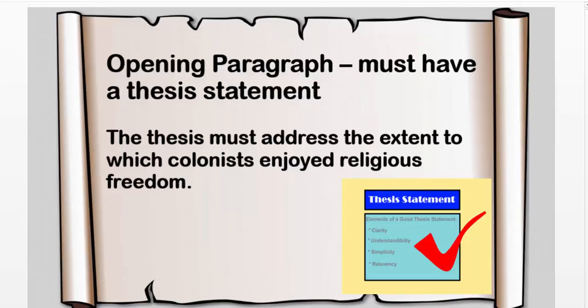Your thesis and your first paragraph really should only be, I would say, between 3 and 6 sentences. I don't think you should write your entire essay in the opening paragraph, but make sure you have that strong thesis statement that clearly says what level of religious freedom you believe existed in the colonies.